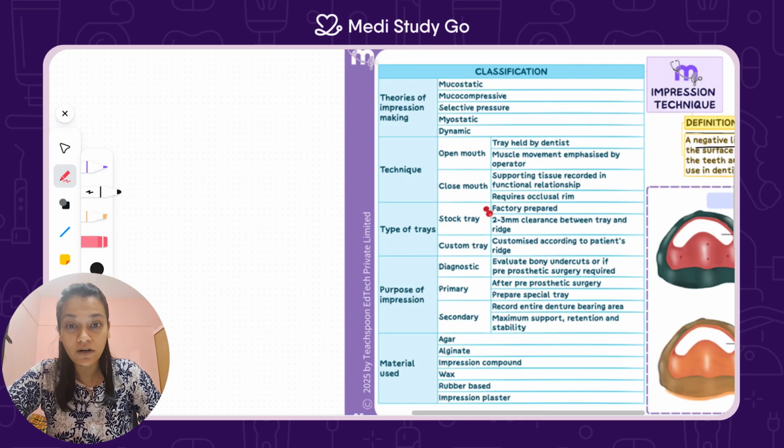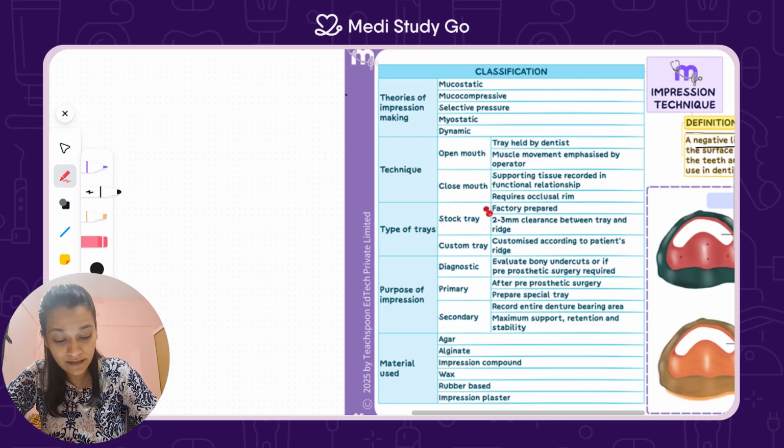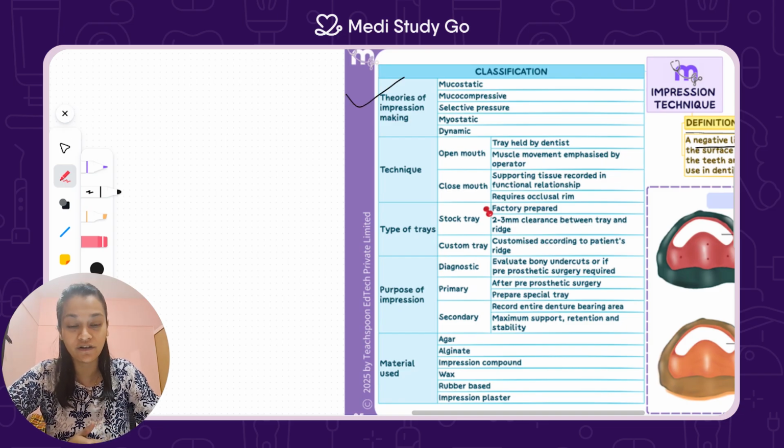Now let's talk about the classification. The first thing that we already know is according to the theory. It can either be mucocompressive, static, selective, myostatic or dynamic impression. So this will be according to all the theories that were proposed.